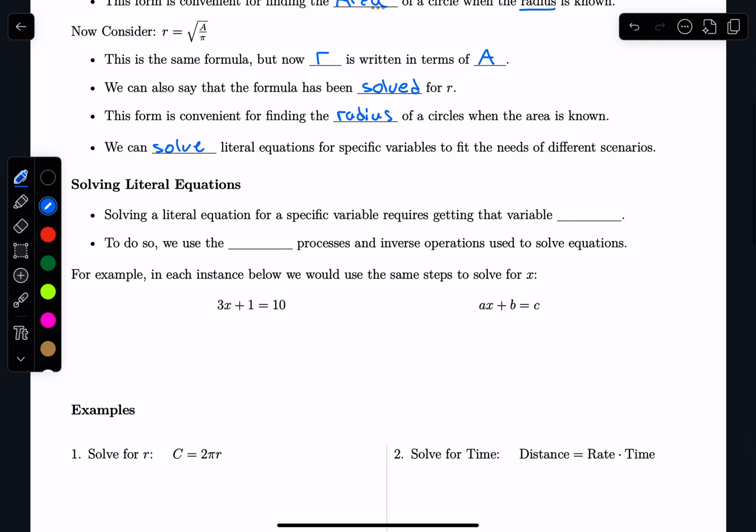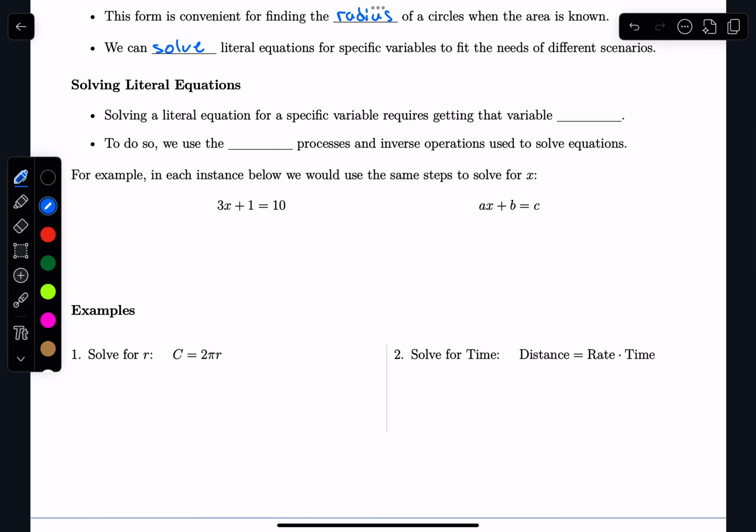Solving a literal equation for a specific variable requires getting that variable isolated, which is what solving has always meant for us, is get that thing isolated. To do so, we're going to use the exact same processes and inverse operations that we use to solve equations. So for example, in each instance below, we would use the same exact steps to solve for x.